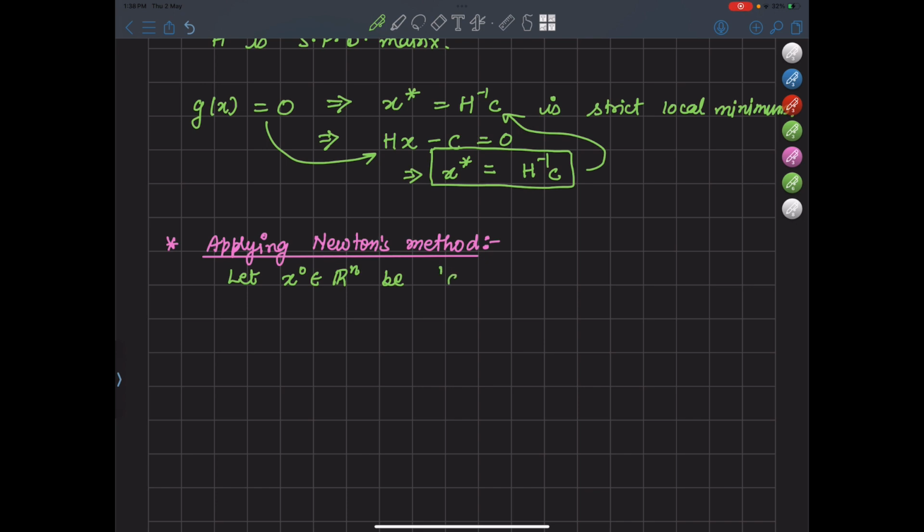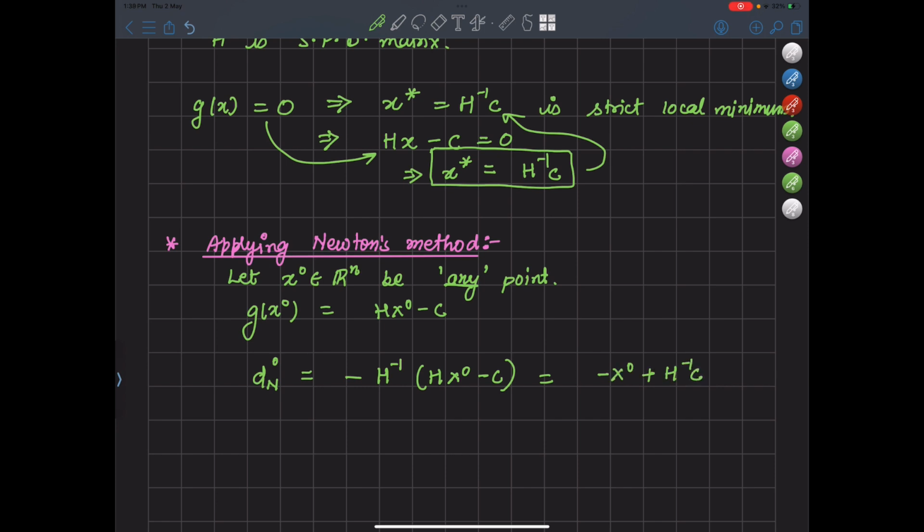Let x naught be any point. It's not that we are taking any specific point, it can be any point in the domain. And g of x naught is H x naught minus c. So what is the initial descent direction? Minus H inverse (H x naught minus c). This gives us minus x naught plus H inverse c, right? And alpha naught is equal to 1, right?